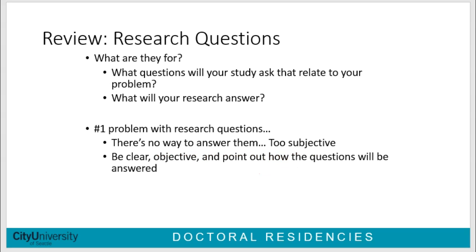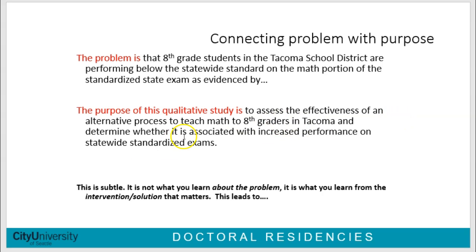So research questions are going to answer the problem. So you have the problem, you have the purpose. If we go back and look at the purpose here, the purpose is to assess the effectiveness of an alternative process. So since this is qualitative, what questions are you going to be asking? And who are you going to be asking these questions to? Are you going to be asking the teachers? Are you going to be asking the principals? And how can these questions assess the effectiveness of the alternative math process?